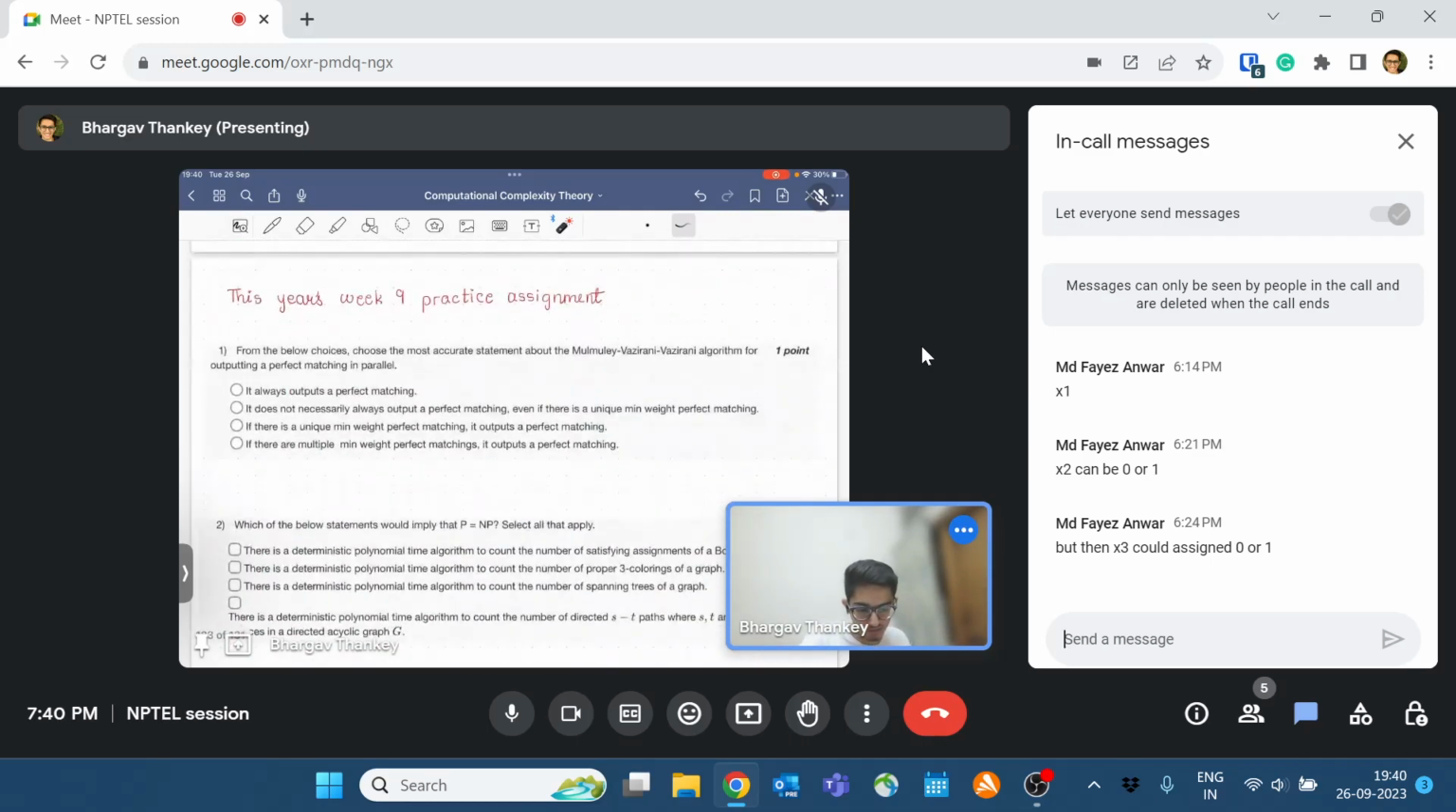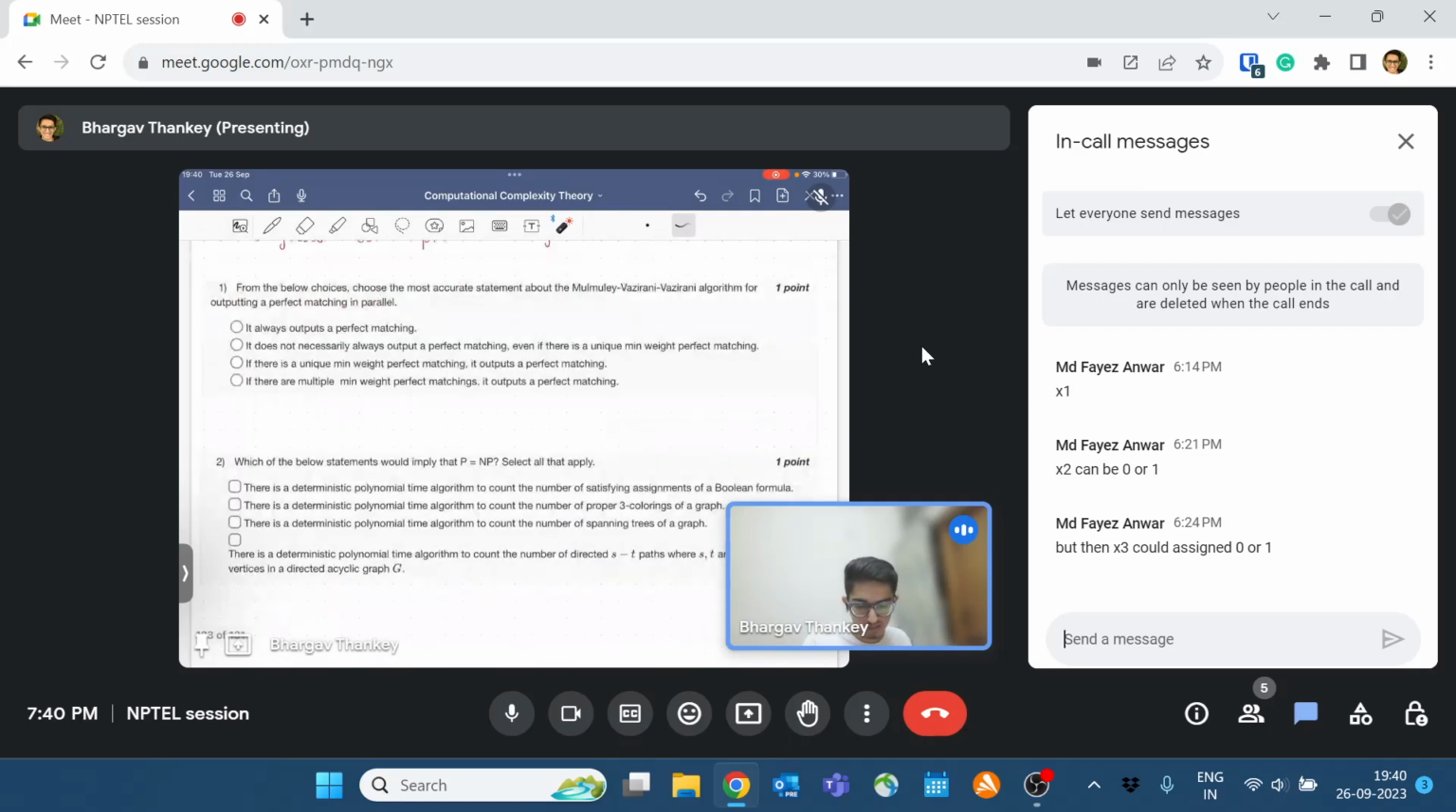Then let's look at this year's week 9 practice assignment. The first problem is: from the below choices, choose the most accurate statement of the Mulmuley-Vazirani algorithm for outputting a perfect matching in parallel. It always outputs a perfect matching. It does not necessarily output a perfect matching, even if there is a unique minimum weight perfect matching. If there is a unique minimum weight perfect matching, it outputs the perfect matching. And if there are multiple minimum weight perfect matchings, it outputs a perfect matching. So which of these is true?